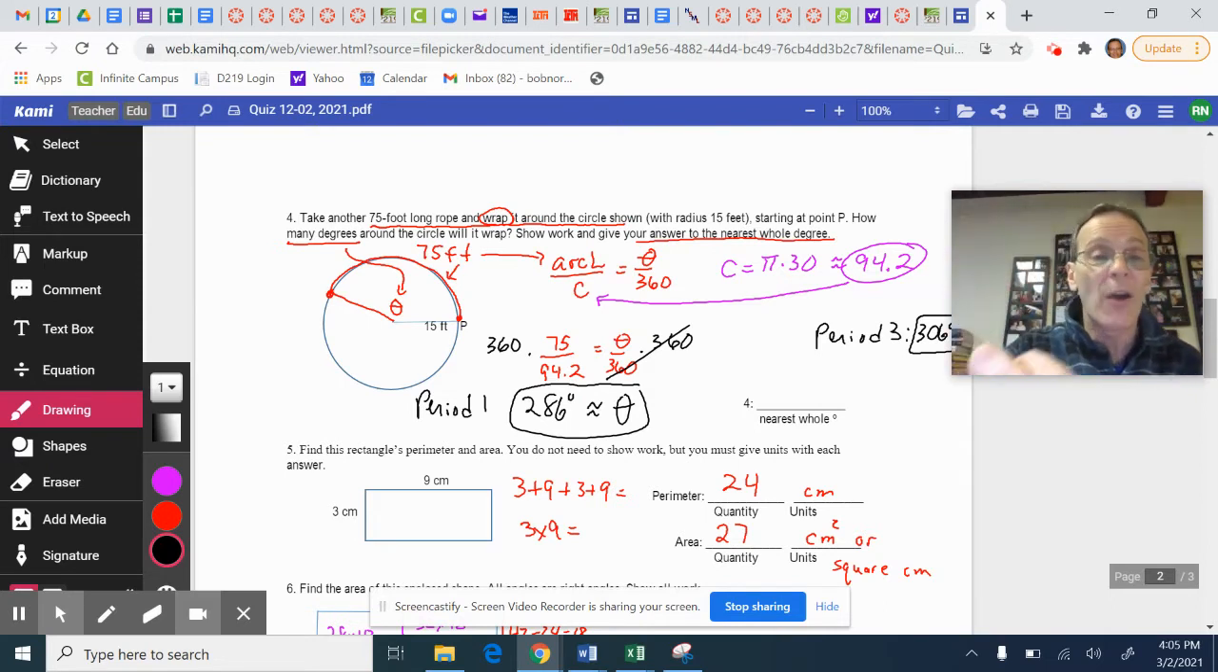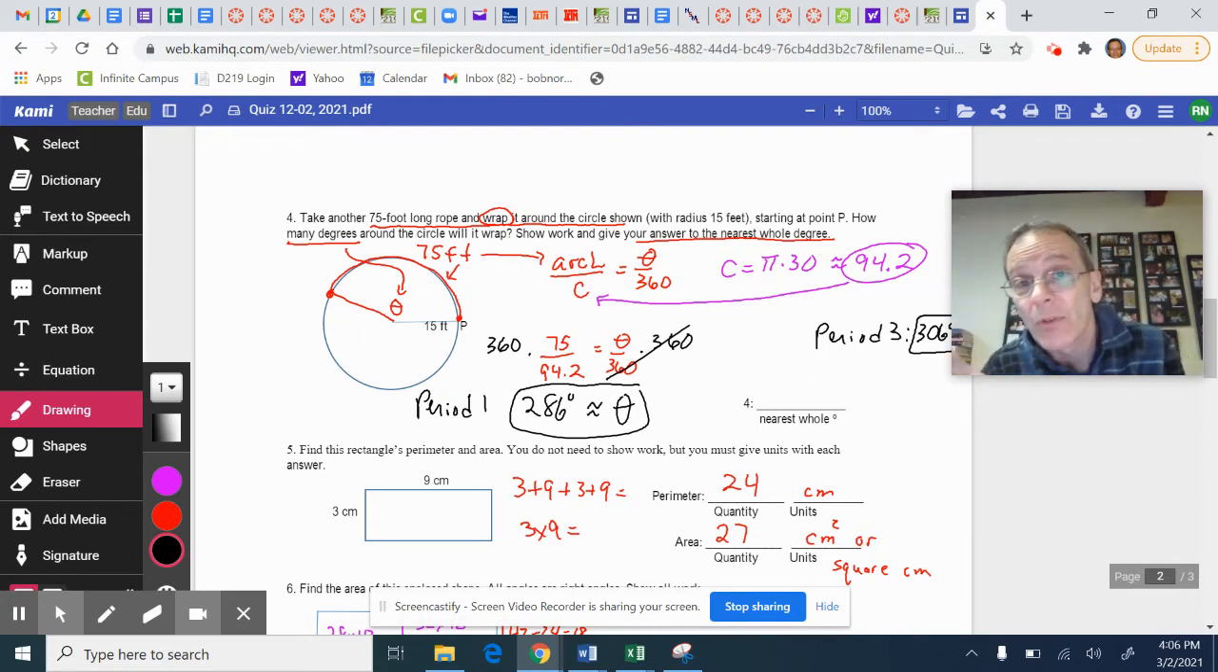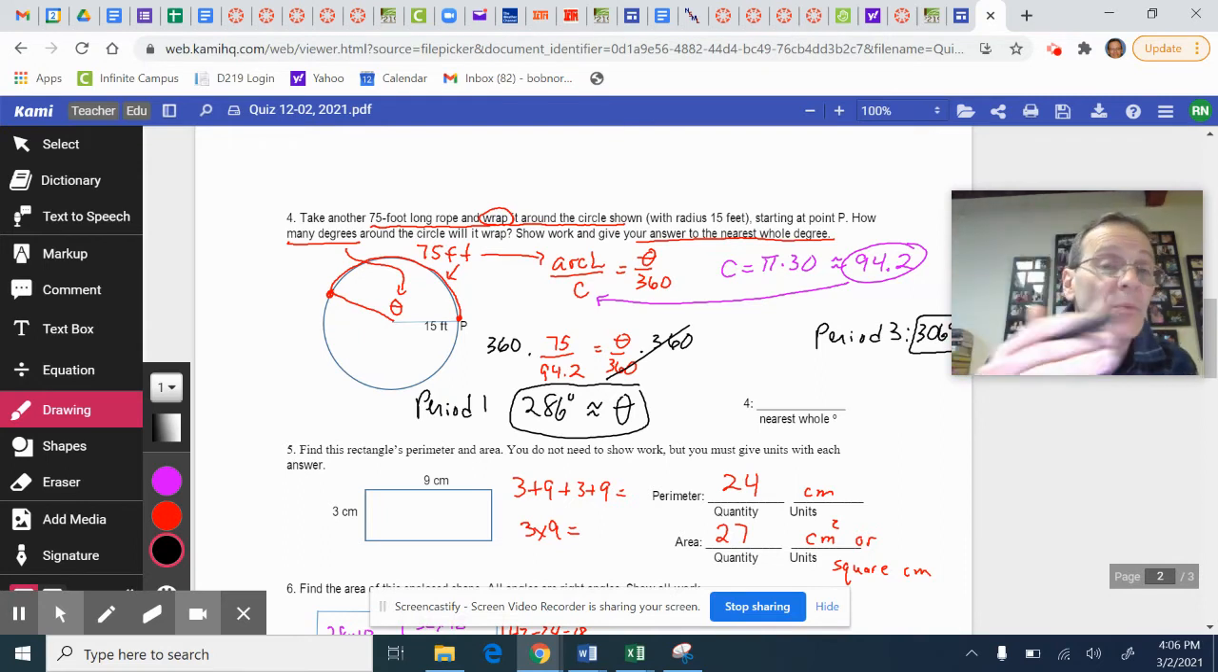Now, I don't know how far it goes around the circle. The way I've drawn it, it looks like it's going less than halfway around. I don't know if it goes less than halfway around. Maybe it goes more than halfway around. But I don't have to know if it goes less than halfway or more than halfway, if it goes less than 1/4 of the way around or more, I don't need to know that in order for the picture to help me solve the problem.